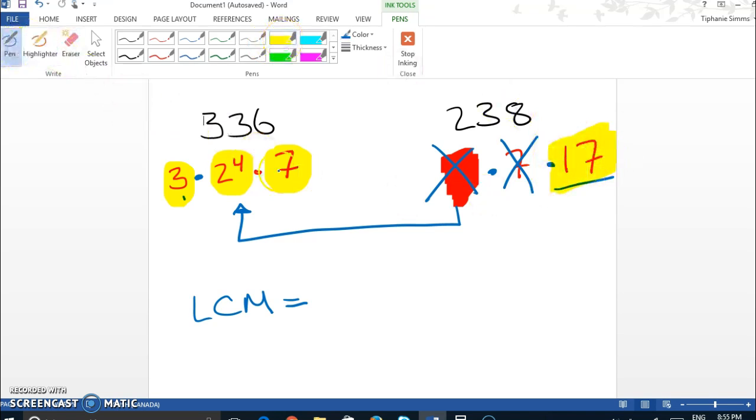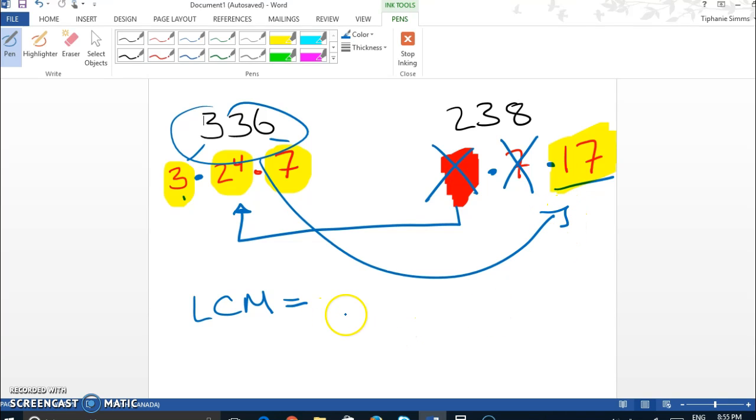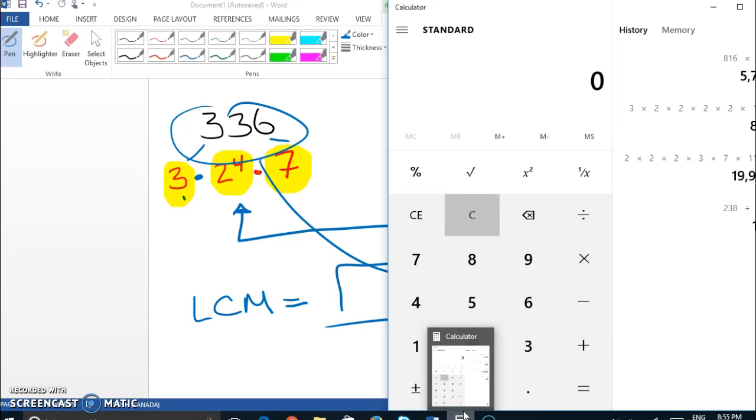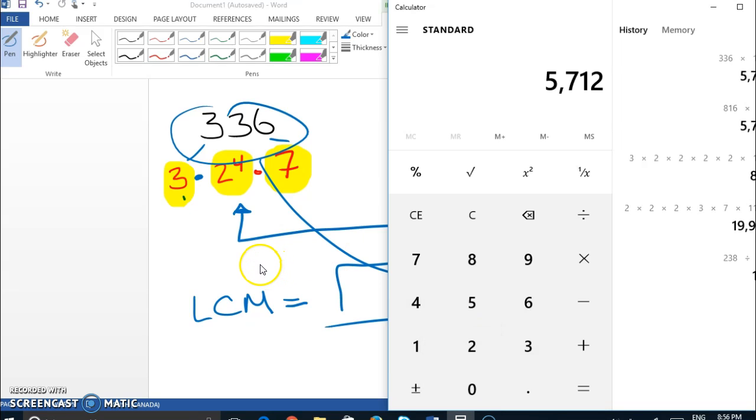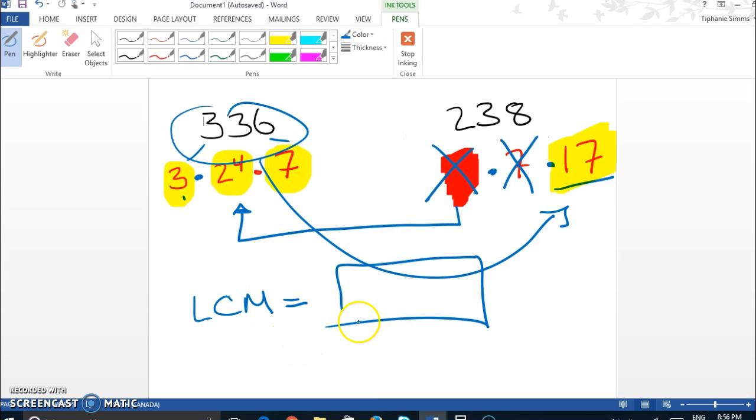Okay, so effectively, all of this multiplies to give me 336. I know that, 336. Now if I multiply 336 by 17, I'm going to get the LCM. So if I get the old calculator out, 336 times 17, 5,712, and there's your LCM. 5,712. There it is.